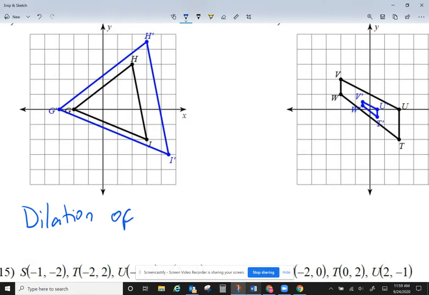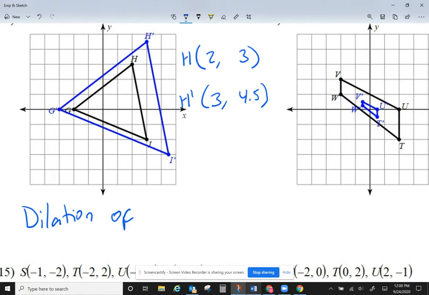of, when I type in the rule, that's what I type. Now I need to find the scale factor. To find the scale factor, I'm going to follow a point. It doesn't matter which one we follow. If I look at the values of H, I'm going to follow my point H. My coordinates of H are 2, 3. And if I look at H prime, the coordinates of H prime are 3, 4.5.